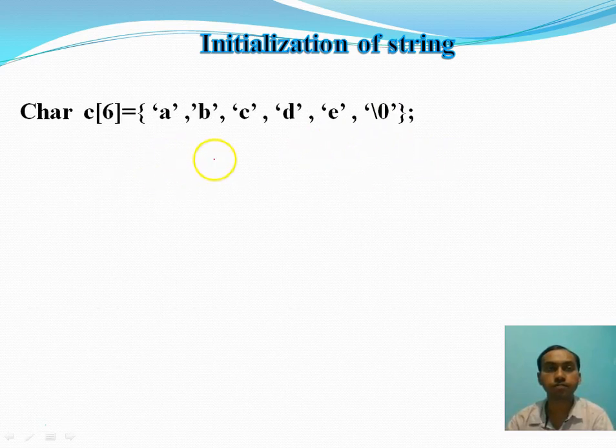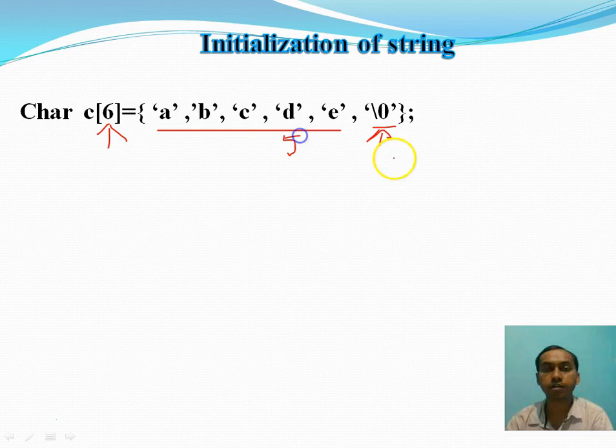After that, initialization of a string. How will you initialize the string? We are using 5 characters here, so we have to use size 6 because there will be one string terminator. So 5 characters and one string terminator, so we are writing 6 here. char is the data type, c is the name of the variable, and 6 is the size.